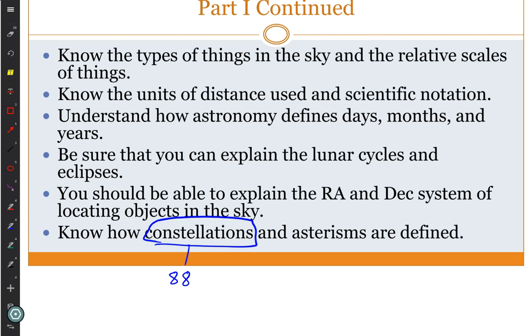Okay, new rule. Asterisms are less formally defined star pictures, whereas constellations are areas in the sky. So within those 88 constellations, you cover the entire sky exactly once. No star can be in more than one constellation, so that's why Alpheratz is now only part of Andromeda and no longer part of Pegasus. It's still part of your connect the dot picture for Pegasus, but it's not part of Pegasus because it can't be part of two constellations.